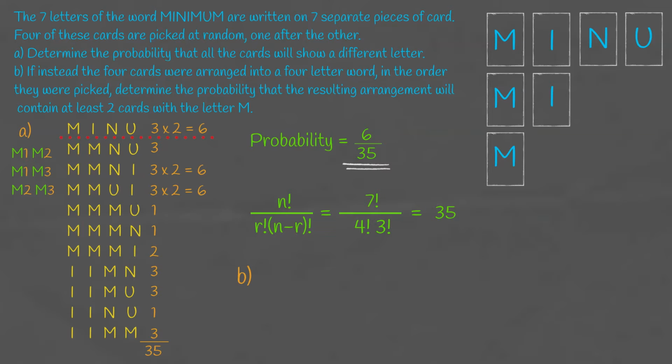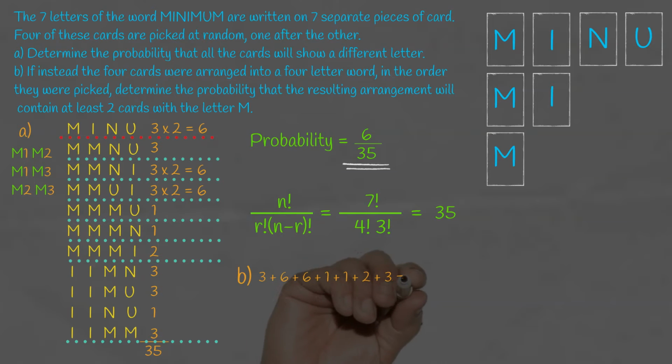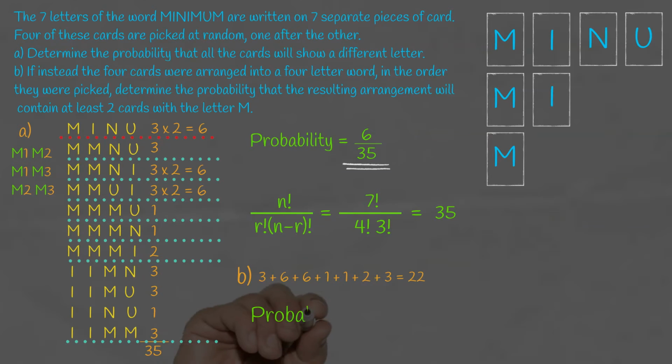Now part B asks for the probability that the 4 letters chosen contain at least 2 M's. Now I hope you can see that this is still a combination because it's only asked that the M's are present and not for the number of different arrangements possible. So the arrangements that have 2 M's are here, here and here, but we could also have 3 M's. That also qualifies, and that is this one, and this one. Now if we add up the number of ways we can choose the 4 cards for each of those scenarios, we get 22. So the probability is 22 over 35.